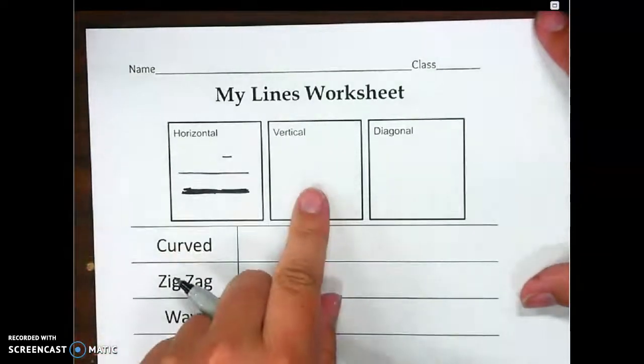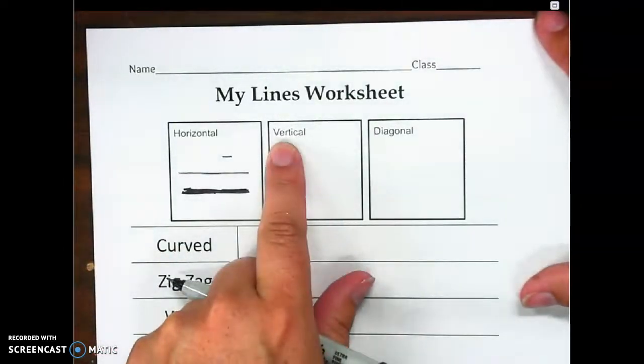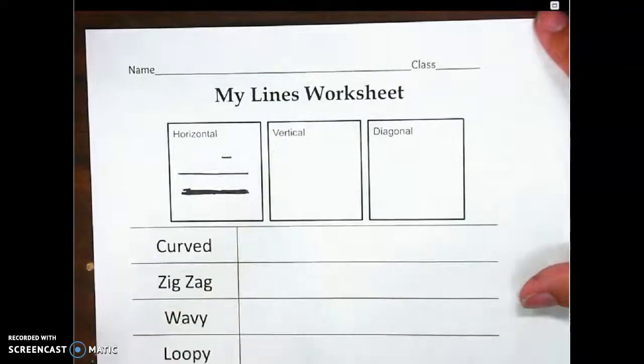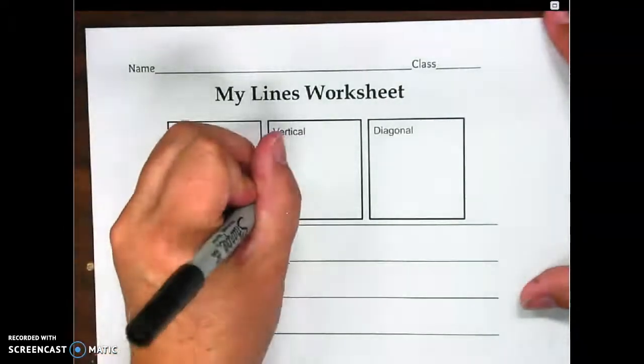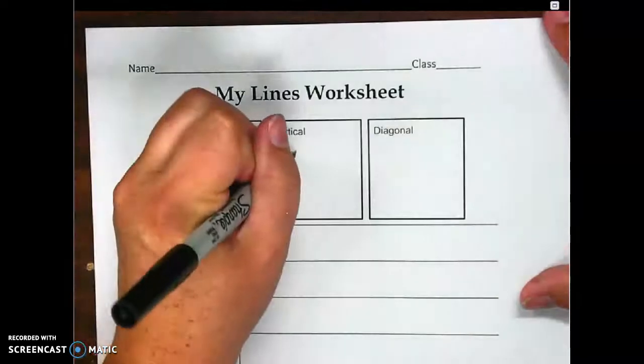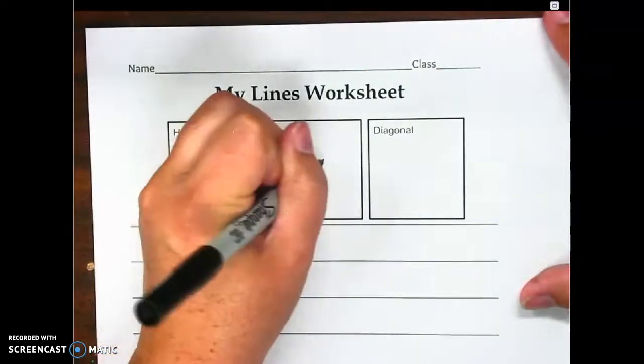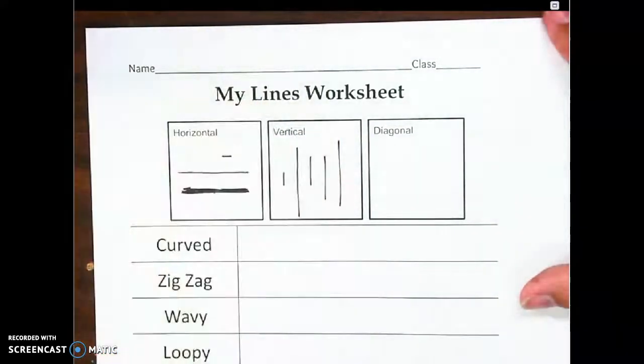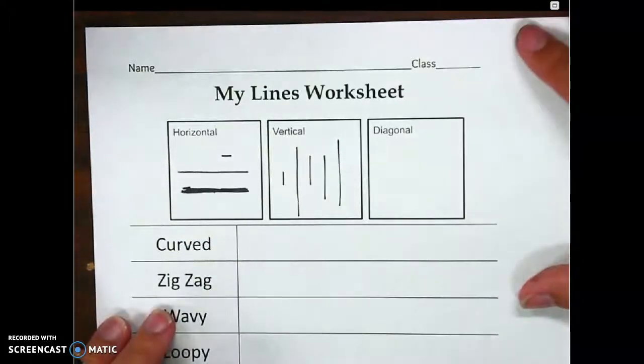Next, we're moving over to the next box. This is vertical. A vertical line is a line that goes up and down. It could be short, it could be long. We're going to fill that box with vertical lines.